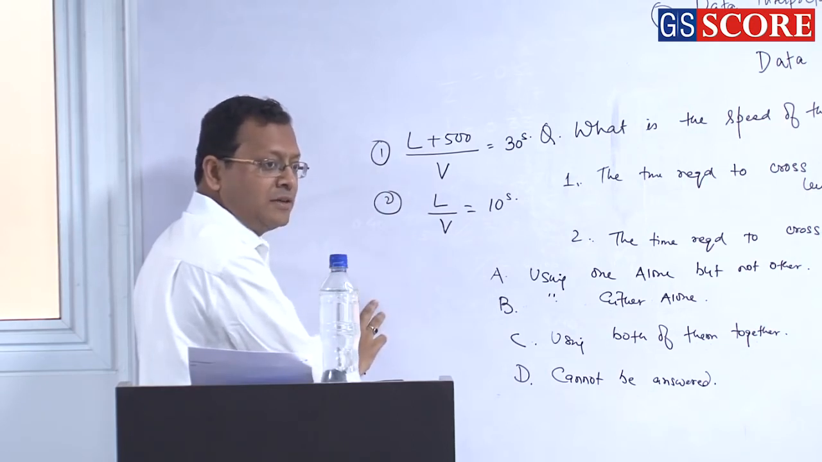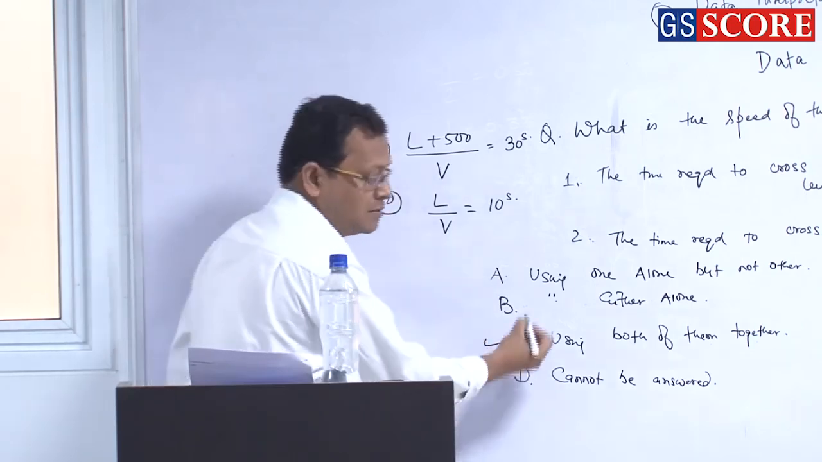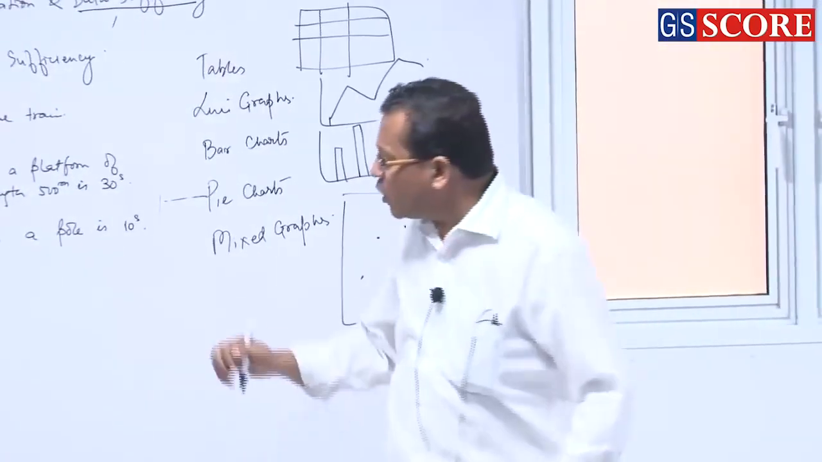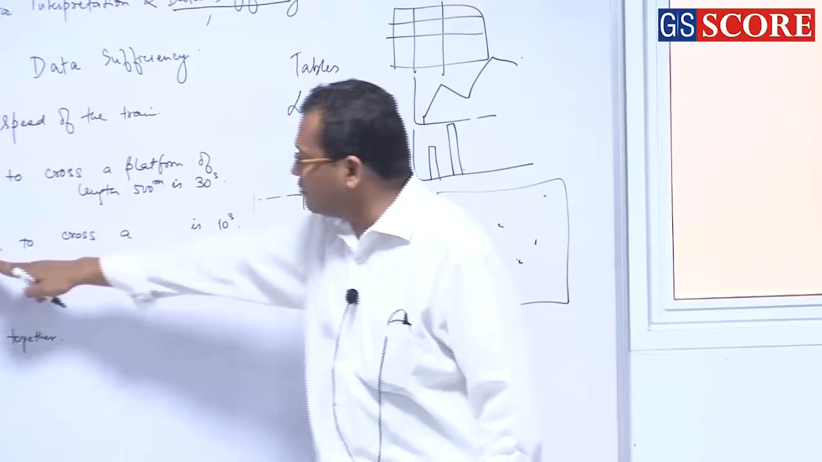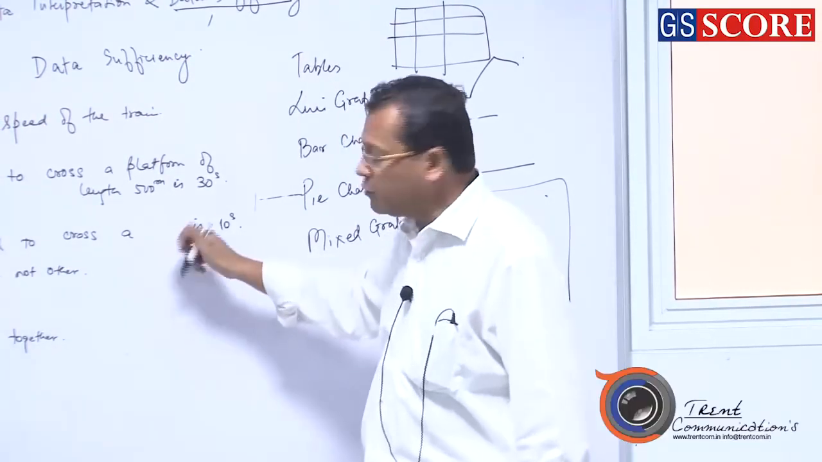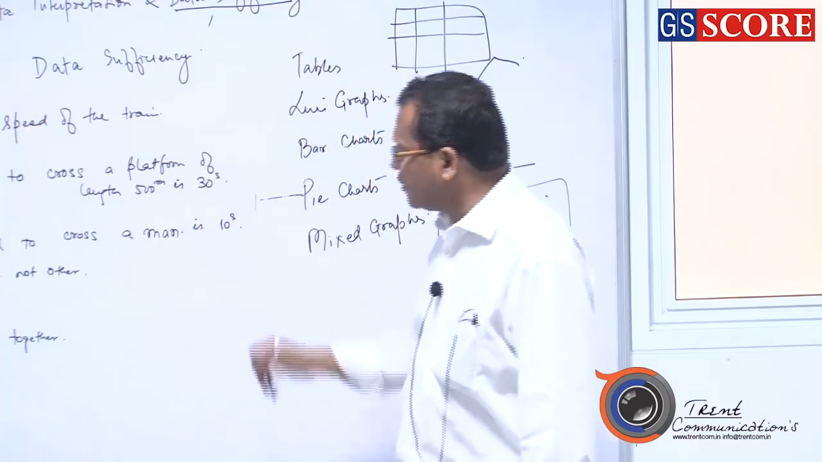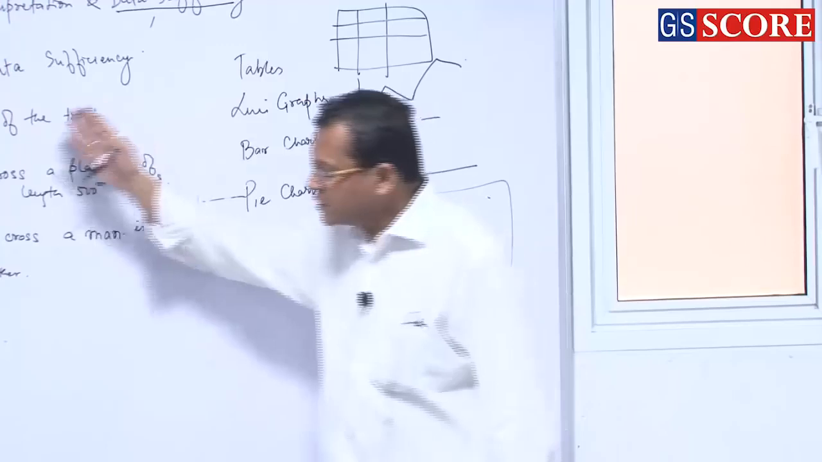Clear or not? So which means the answer to this question will be C. Clear or not? Now what if I change this thing? The time required to cross a pole, instead of pole, I write this as man. The time required to cross a man is 10 seconds. Now what is the answer to this question then?